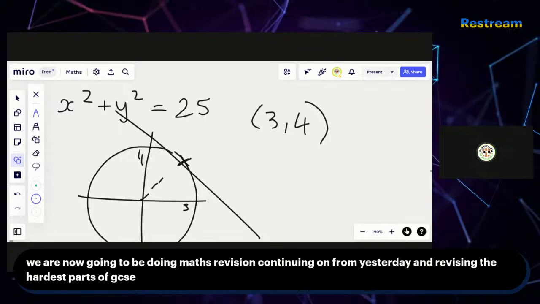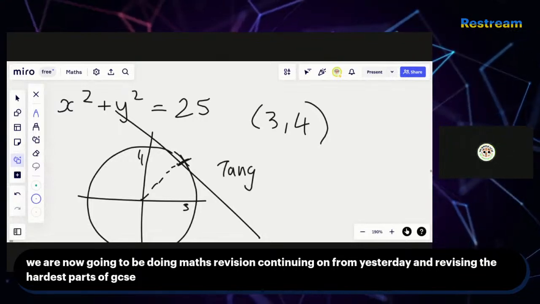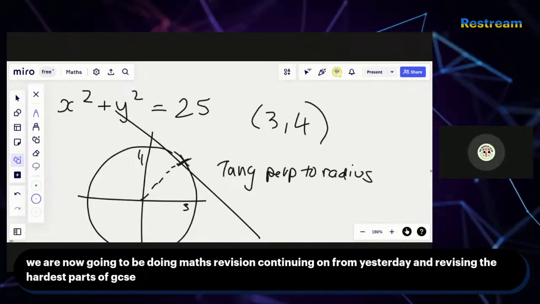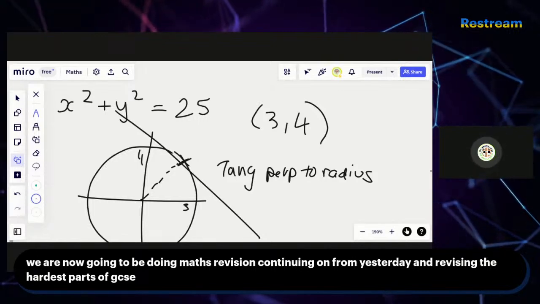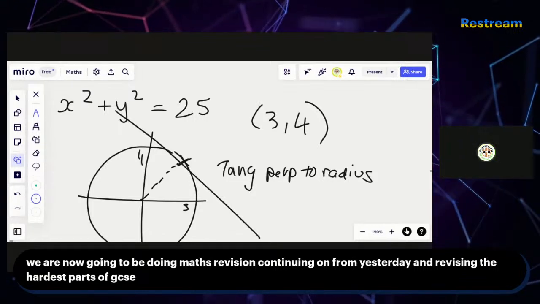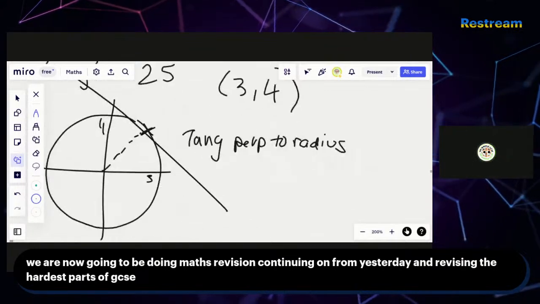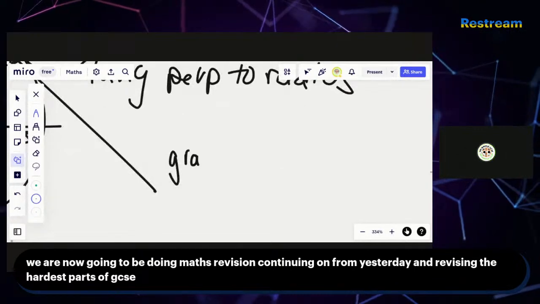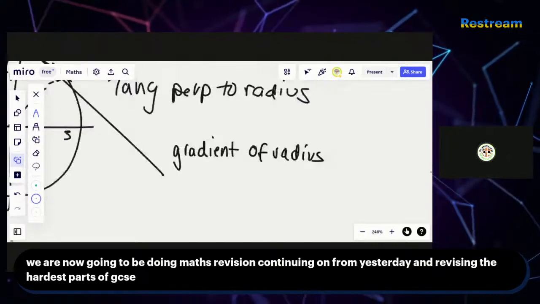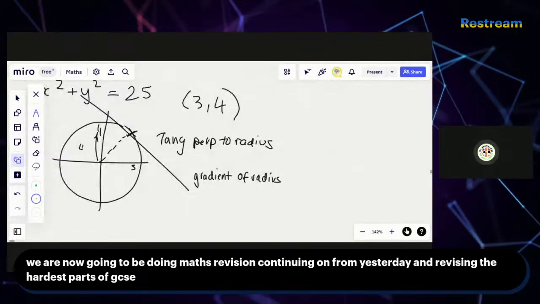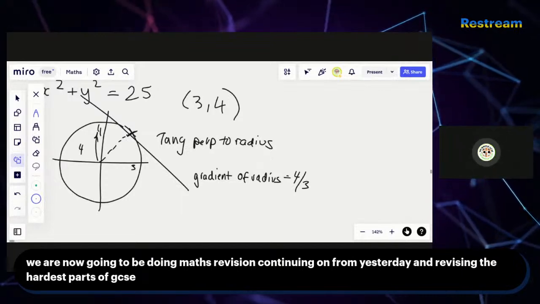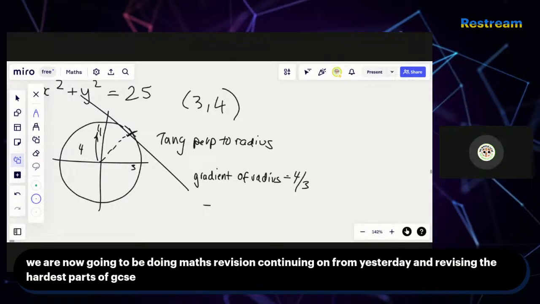We know that the tangent is perpendicular to the radius, and therefore the tangent will have a gradient perpendicular to the gradient of the radius. So the gradient of the radius, firstly, is the change in y values, which is 4, over the change in x values, which is 3. Now we know that the tangent is perpendicular to the radius, so the tangent's gradient will be minus 3/4.